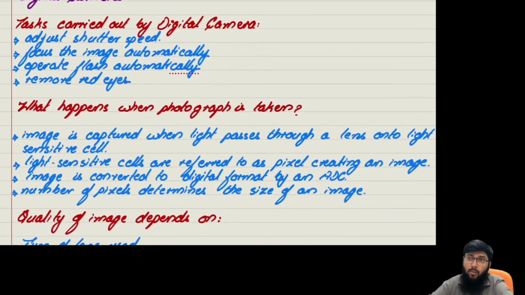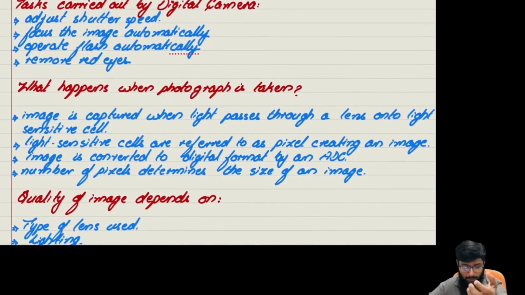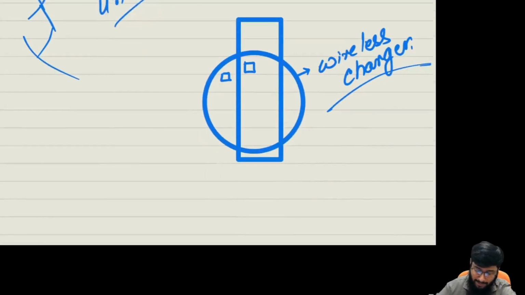Now they're saying, when you are just clicking on the picture, how is the image being processed? As they are saying, the image is captured when light passes through a lens. So as soon as you click the button, there is light that passes through the lens in front of the camera. As the light passes into the front of the camera from the lens, it creates light sensitive cells, and these light sensitive cells are actually known as pixels.